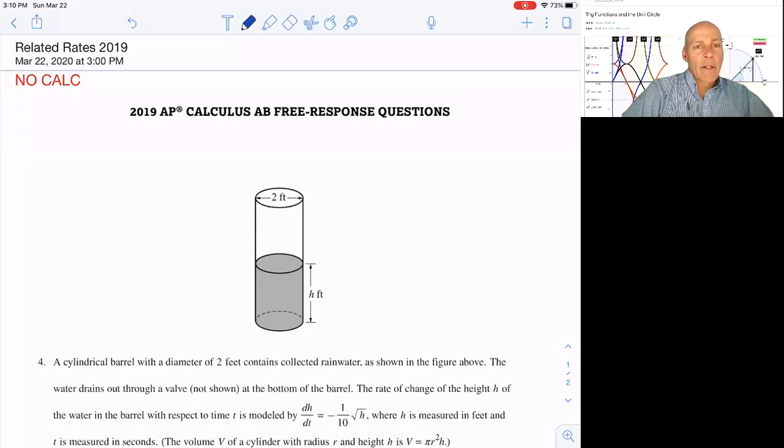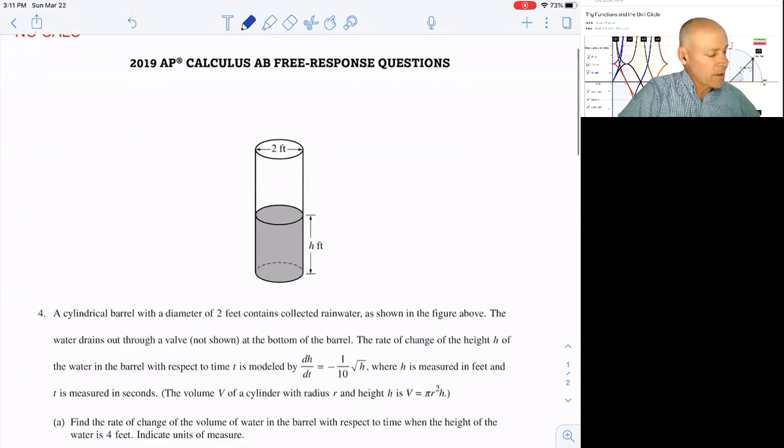I'm going to start talking about our new pre-response topic, and that would be related rates. We're going to take a look at the related rates problem from 2019. It was number 4, a no-calc problem. And so here it goes. We're given a diagram of a cylinder.